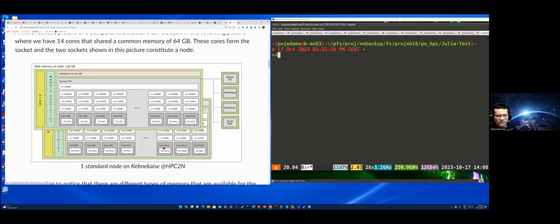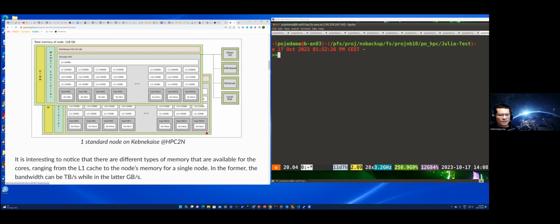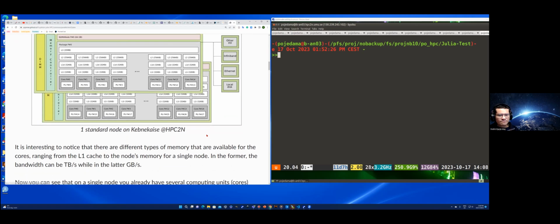So this is one of the standard nodes on Kebnekaise, and there are other nodes with a different number of cores. The basic idea is similar: the cores share some memory, and they are connected through some interconnect.